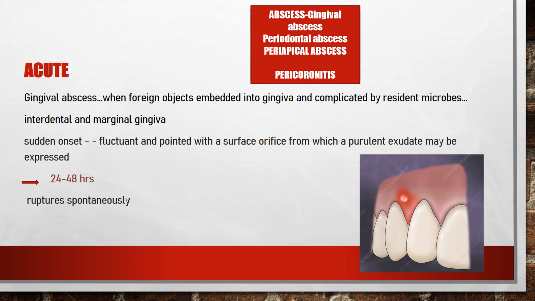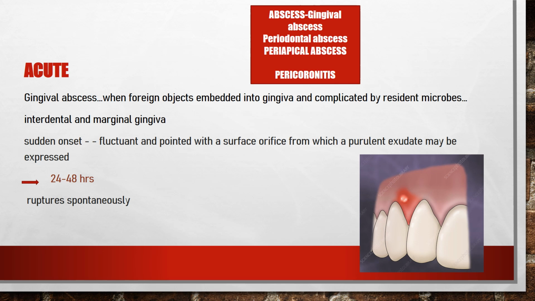Gingival abscess is more confined to the interdental and marginal gingiva, whereas periodontal abscess is more confined to the lateral aspect of the tooth, and periapical abscess is confined to the apical part of the tooth. Pericoronitis is more confined to partially erupted or partially impacted teeth. Where there is a pericoronum covering the tooth, if it gets inflamed, that is called pericoronitis.